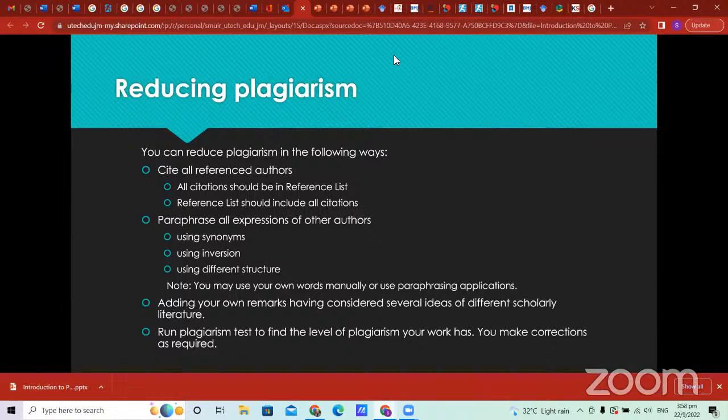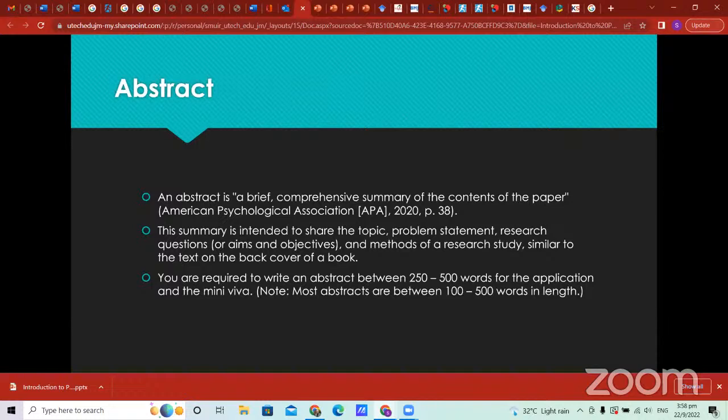So in order to paraphrase, things you can do: you use synonyms, you use inversion, you use a different sentence structure. You can read about how to do that. This is not the time for that. You can add your own remarks when you're referring to other people's ideas. You can run a plagiarism test, like we just mentioned before. That is Turnitin software that UTech is subscribed to. All right.